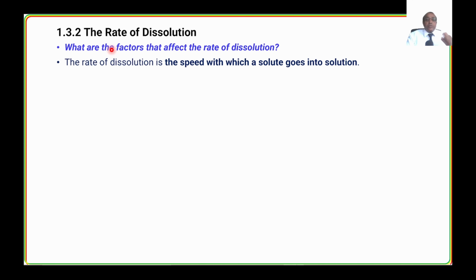Okay, now let's see the rate of dissolution. What are the factors that affect the rate of dissolution? First, what is the rate of dissolution? The rate of dissolution is the speed with which a solid goes into the solution. This is primarily affected by the interparticle forces.